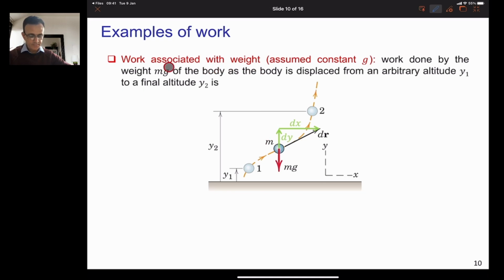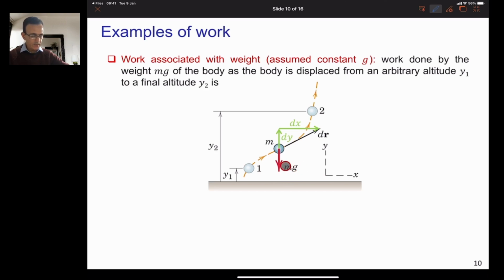So now we want to calculate the work associated with the weight of the body. And here we are assuming a constant g. So the work done by the weight mg of a body is when the body is displaced from an arbitrary altitude y1 to a final altitude y2. So assume that you move the body from the y1 position, which is the y position of the particle, to position 2, and the altitude of 2 is this y2 here, and you are interested to calculate the work done of the weight of the body.